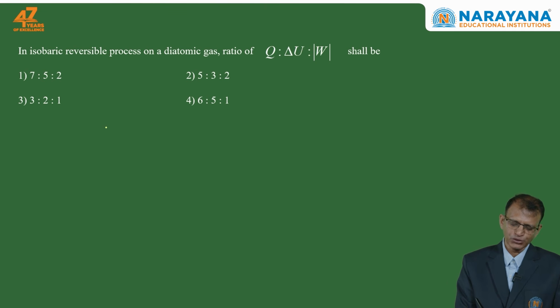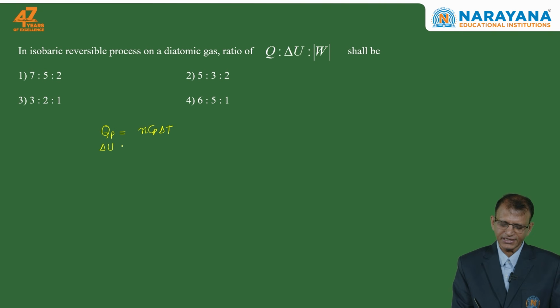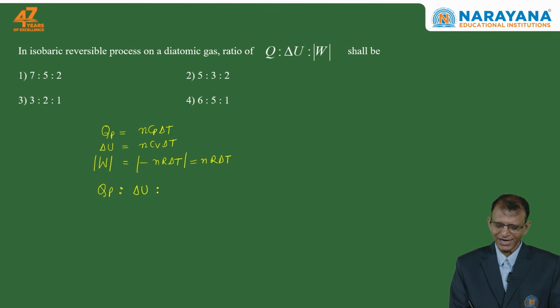So if we write Q, the heat exchanged at constant pressure, it can be written as n Cp delta T. For an ideal gas in any process, the change in internal energy is equal to n Cv delta T. And in an isobaric process, the work done is equal to minus nR delta T, but here we have to write the magnitude of work done. So this is the magnitude of minus nR delta T, and now we can compare. So the ratio of Qp to change in internal energy to magnitude of work done.